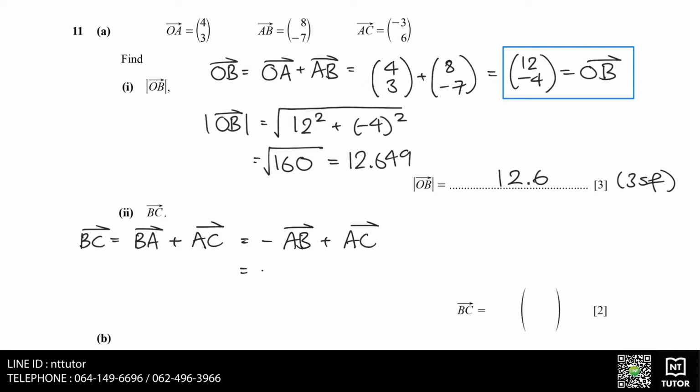Vectors AB and AC are both given in the question, so we have what we need to find out vector BC.